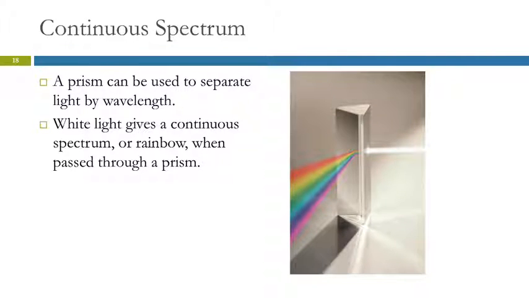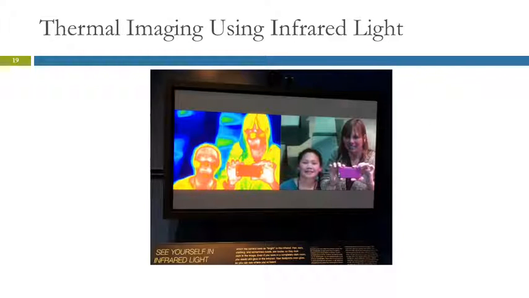As we saw earlier, a prism can be used to separate light according to its wavelength. White light gives us this beautiful rainbow. Infrared light. You recognize anybody in that picture? This is my daughter Emily, and that's me. We went to the Jet Propulsion Lab, NASA's Jet Propulsion Lab, on a field trip. Very, very cool place. It's in Pasadena, or close to Pasadena.